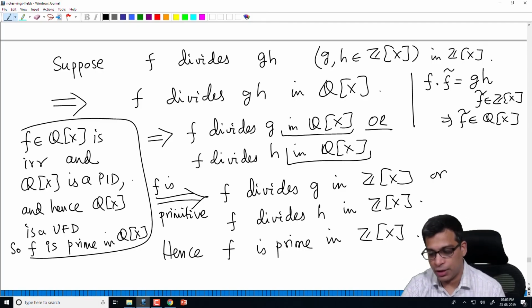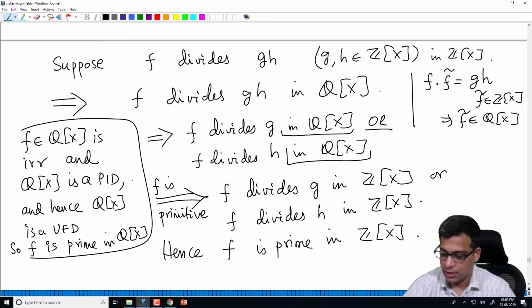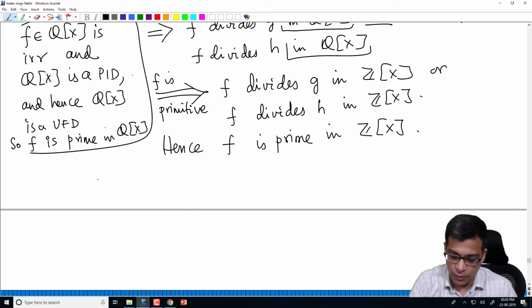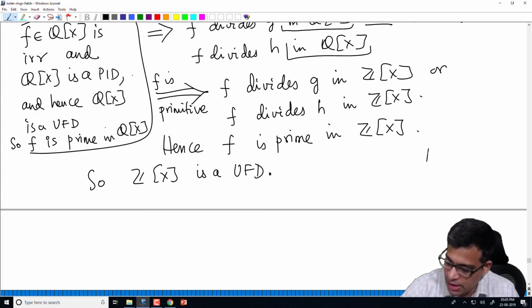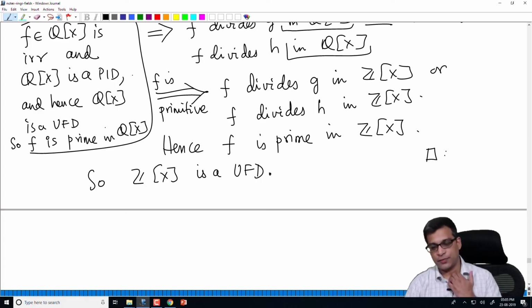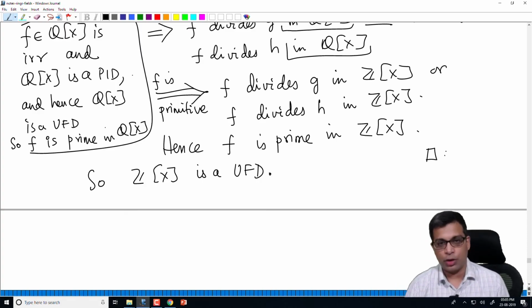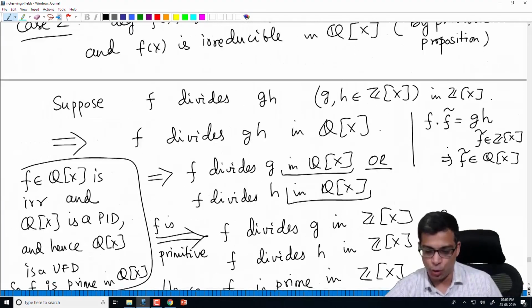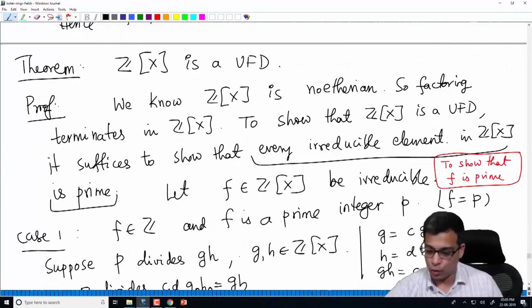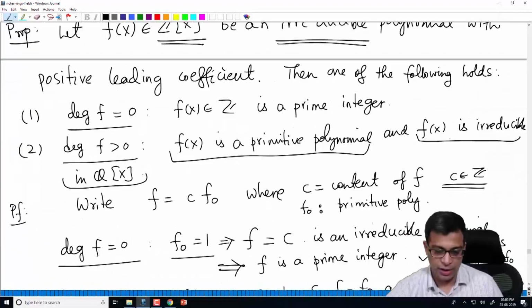If f divides h in Q[x], f is primitive, so f divides h in Z[x]. So we conclude that f divides either g in Z[x] or f divides h in Z[x], and hence f is prime. So Z[x] is a UFD. So this is the main result of this video and the last 2-3 videos, to conclude that Z[x] is a UFD. Let me quickly review this before I make a generalized statement.